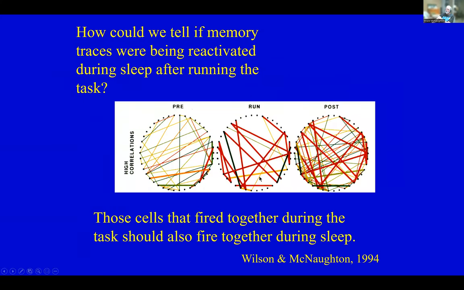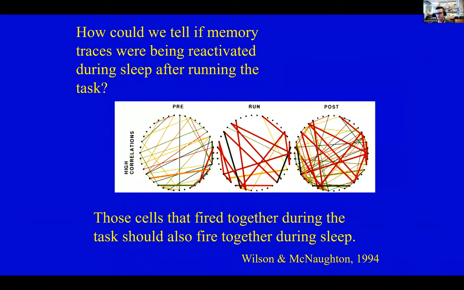And so that's what this first demonstration that Matt Wilson did, where he showed that if you link all those dots, which represent simultaneously recorded cells, the red lines, the thick lines, are cells that had strong correlations during the behavior and also strong correlations either before the behavior or during the sleep after the behavior. And it's pretty clear from looking at this that a lot of the strong correlations that were induced during the behavior persist in the spontaneous activity afterwards. And so that is evidence that patterns of activity, not just cells acting independently, are being retrieved in the cortex.